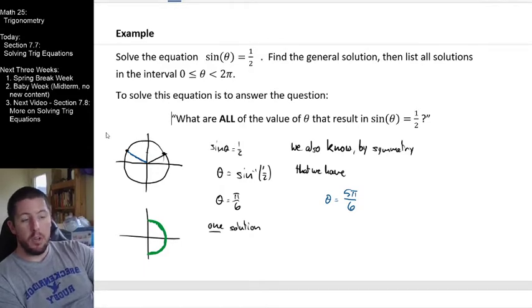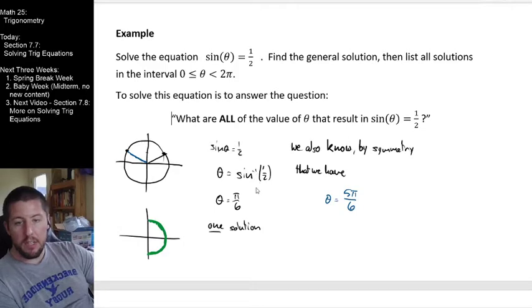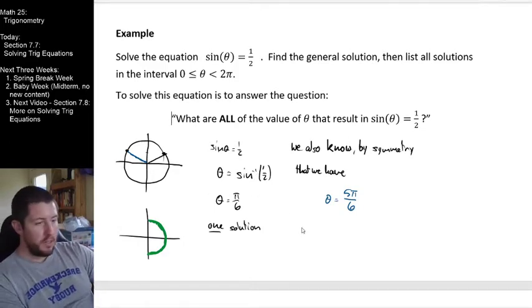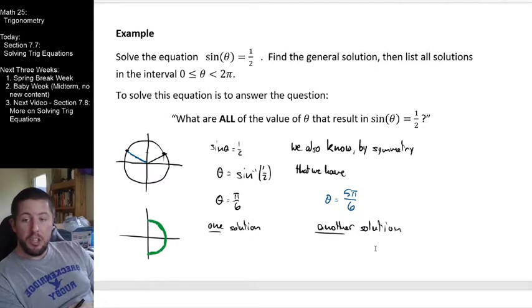Now, so this is good. So notice that one thing that I did here is I directly solved the equation using an inverse sine, and that did get me one solution. Right? Now, my question to you is, do you see any other places on the unit circle where we get to a height of 1/2?